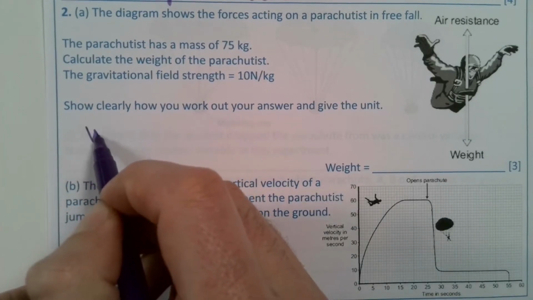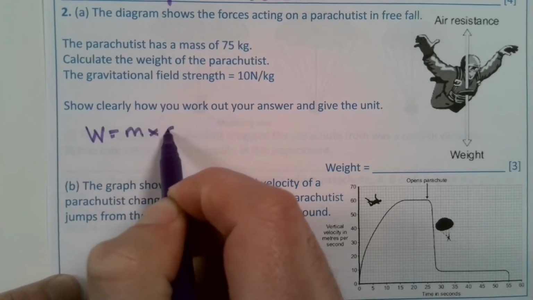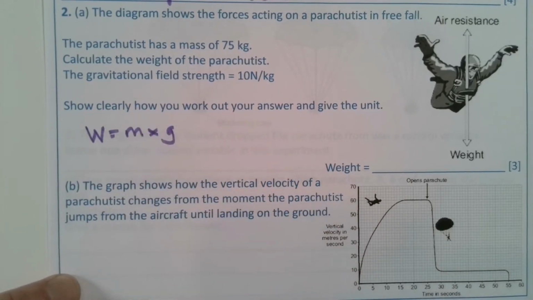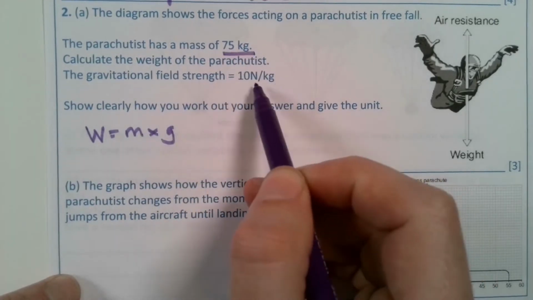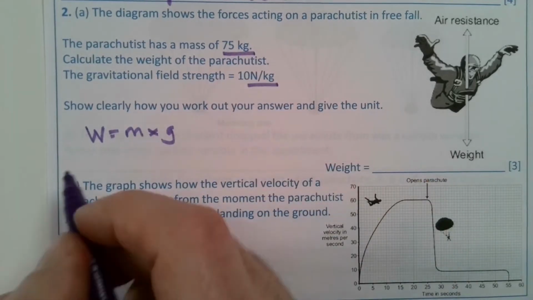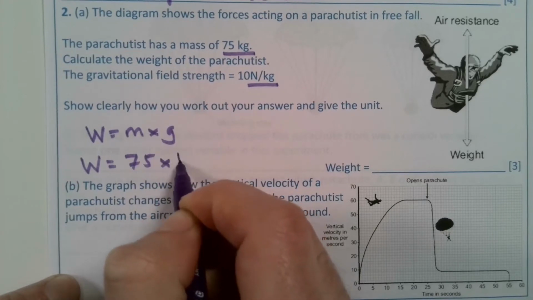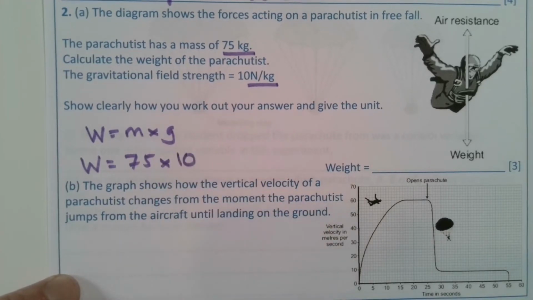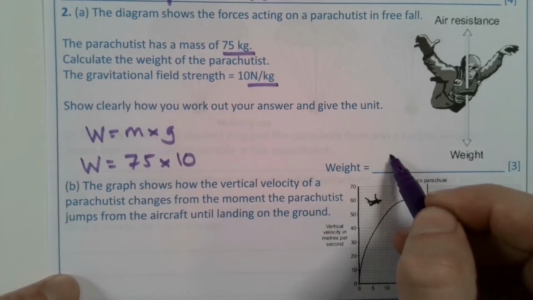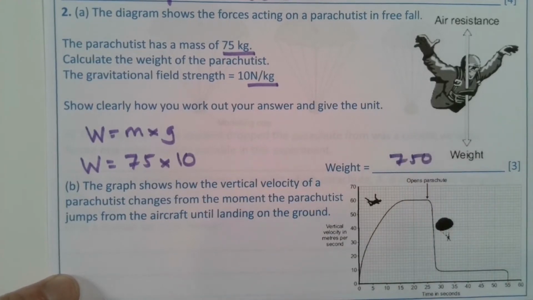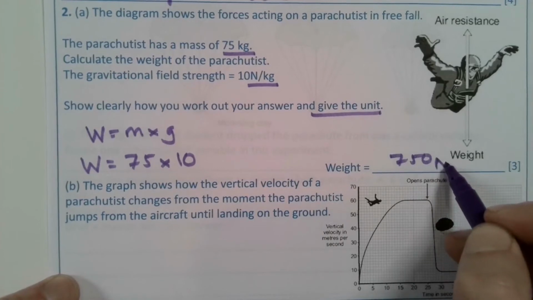So we're going to use the equation weight equals mass multiplied by gravitational field strength. Again, we're in standard units of kilograms and newtons per kilogram, so we can just substitute those numbers in. So the mass is 75 multiplied by the gravitational field strength equals 750. Not forgetting, they asked us to give the unit, the standard unit for weight is newtons.